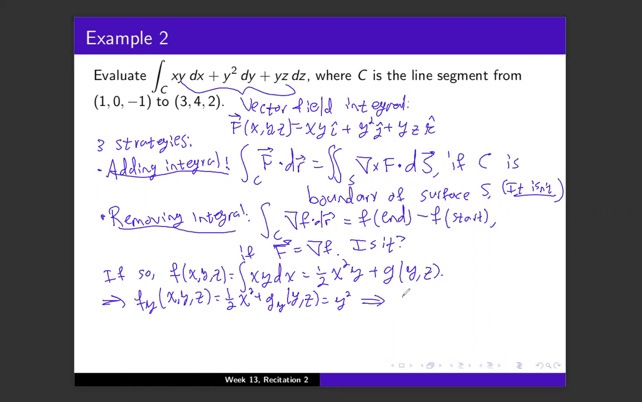The problem that we run into in this case is the partial derivative of g with respect to y, of this function of y and z, which can only depend on y and z. It can't depend on x. But it's equal to y squared minus 1/2 x squared, which patently depends on x. So that's contradictory. So no such potential function exists.